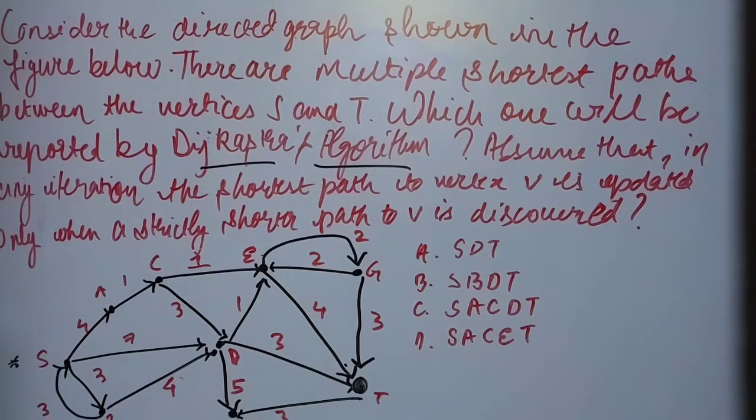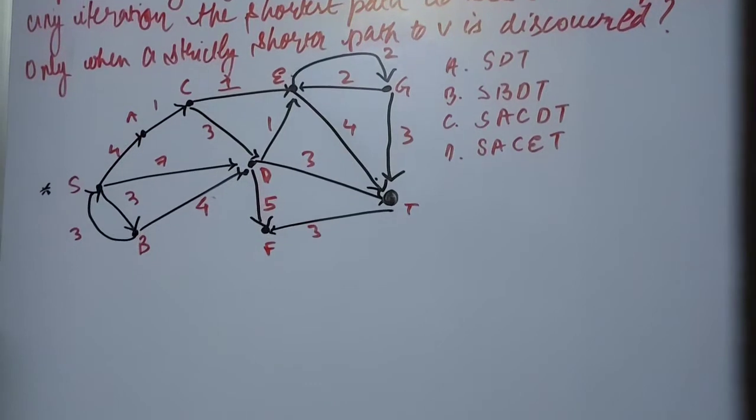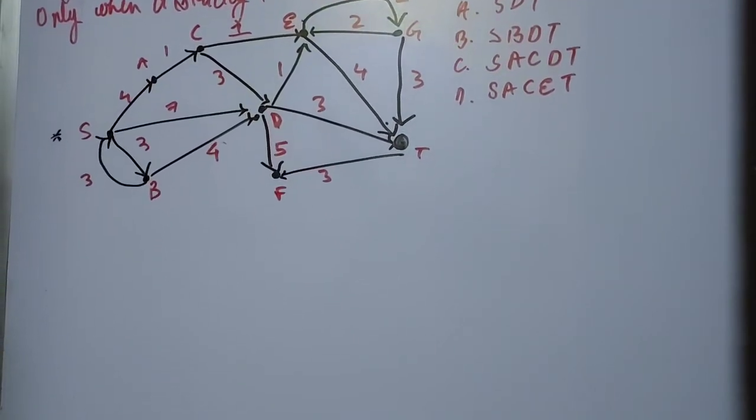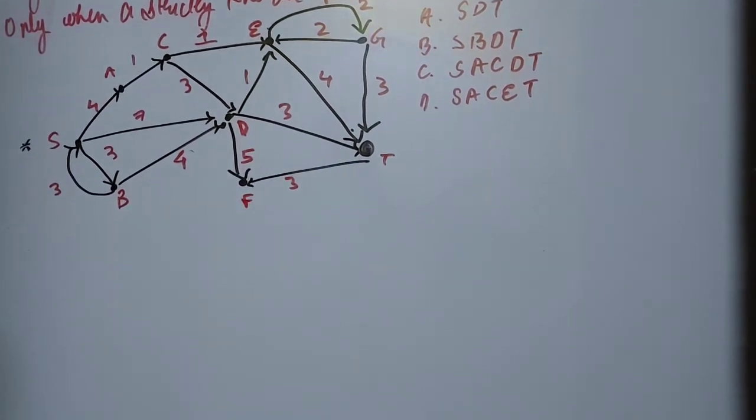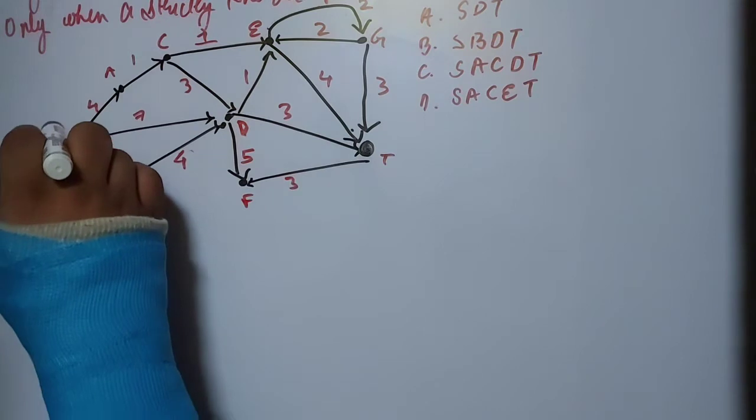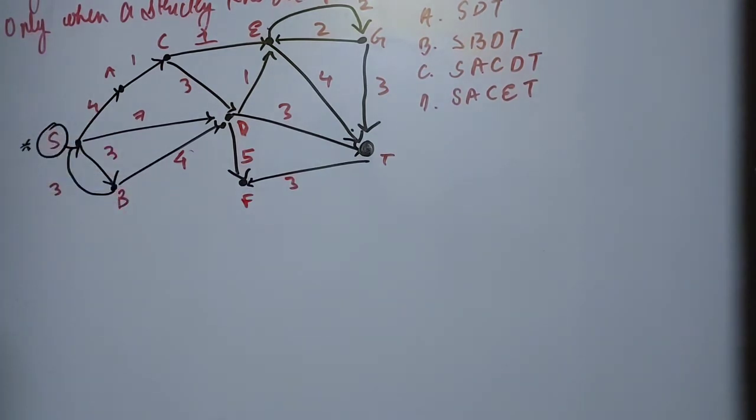So the figure of this question is this, and they are asking us to solve this question using Dijkstra's algorithm. Means they are asking the path which could be reported by Dijkstra's algorithm, from S vertex to T vertex. So to start this question, we will start with Dijkstra's algorithm. In Dijkstra's algorithm, we start with the source vertex S. Here it is given that the source vertex is S, as we have to find the path from S to T.